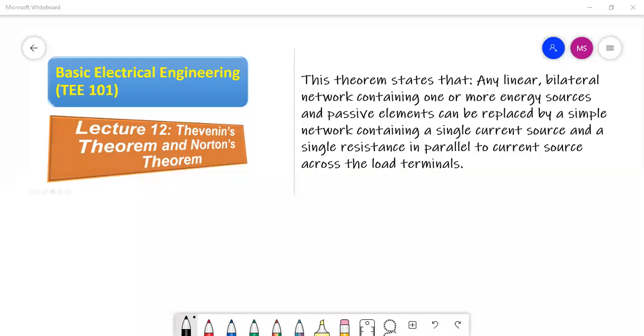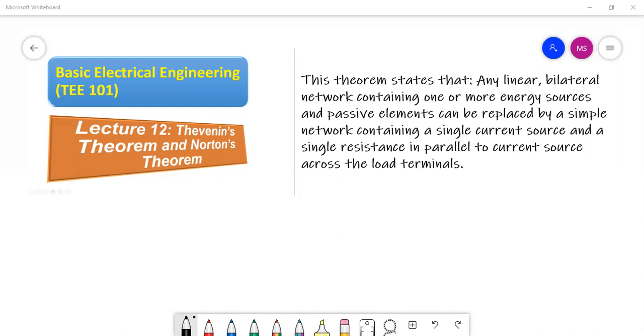Dear students, let us discuss now about Norton's theorem. Like Thevenin's theorem, Norton's theorem is also used to simplify complex electrical networks into simple electrical networks. However, unlike Thevenin's theorem, we do not have any series combination of the circuit elements in the equivalent circuit. Rather, we have the parallel combination of the circuit elements.